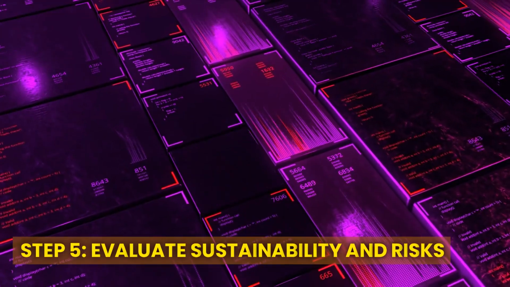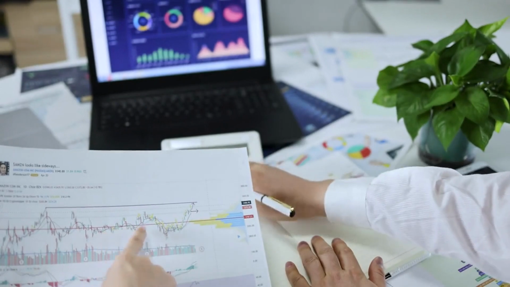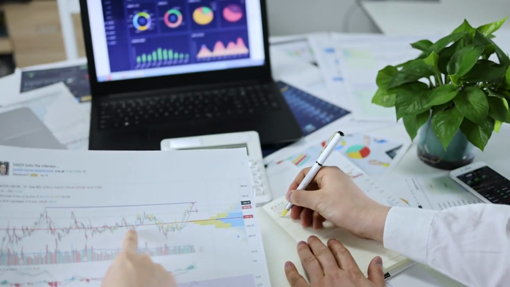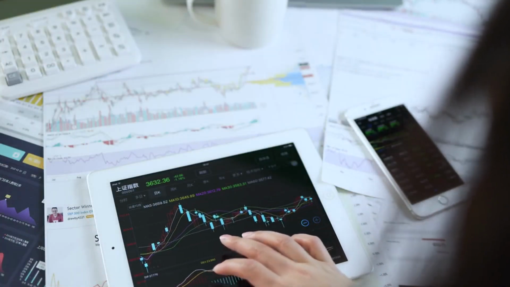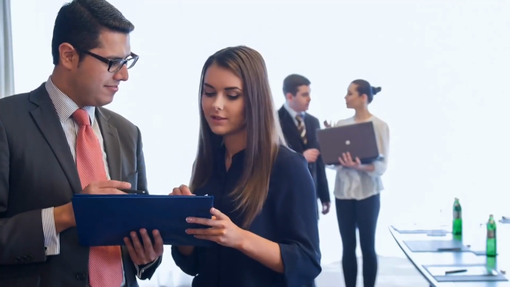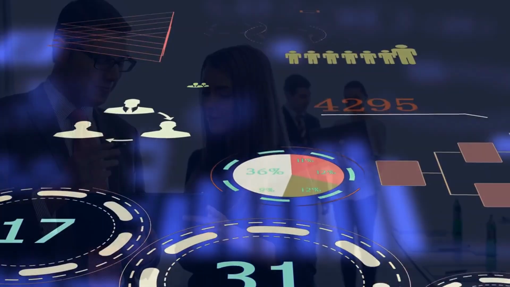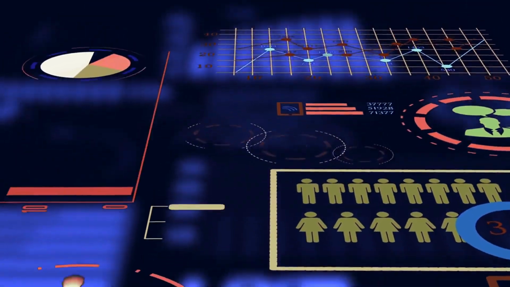Step 5. Evaluate sustainability and risks. High yields can sometimes indicate potential risks, such as financial instability or declining stock prices. To ensure your portfolio remains robust, check financial health. Analyze the company's financial statements, including revenue growth, profit margins, and debt levels. Monitor payout ratios. A payout ratio above 70% may signal limited room for growth or unsustainability during downturns. Examine industry trends. Understand market conditions and trends affecting the company's sector.